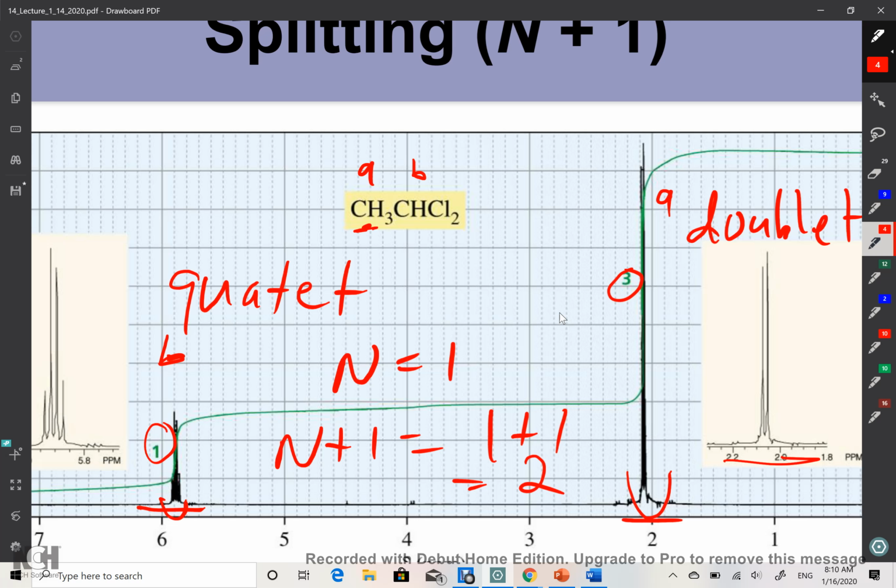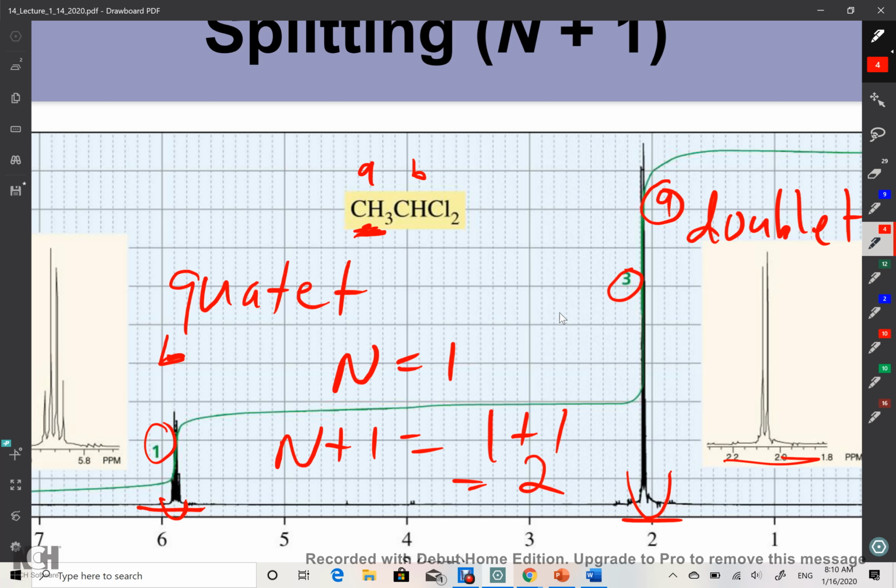Remember we said N stands for the number of adjacent protons. Okay? Adjacent, meaning protons next to your proton of interest. So we are looking at signal A. And we all agree that signal A is generated by the CH3 group. Does that make sense? So how many protons are adjacent to that CH3 group? That's the question.